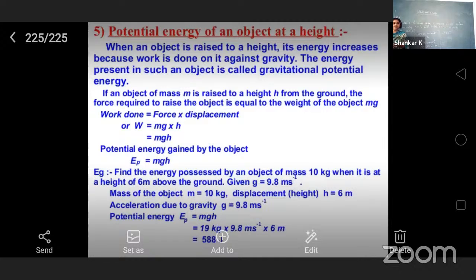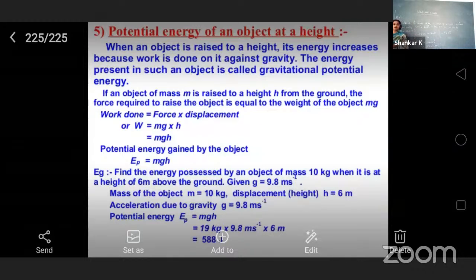Potential energy of an object at a height. So here, potential energy of an object at a height. We consider that K is kinetic energy, equal to half mv square, mass into velocity squared.